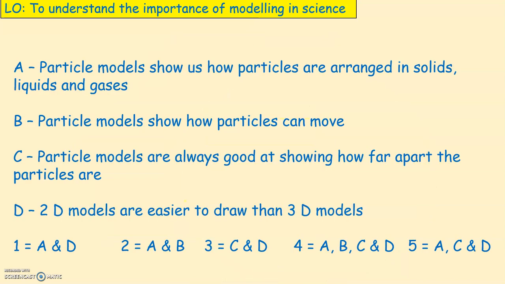All right, now let's look at this together. This is one of the last activities we're doing. Which of these is right is the question. A, particle models show how particles are arranged in solid, liquid, and gas. B, particle models show how particles can move. C, particle models are always good at showing how far apart the particles are. And D, 2D models are easier to draw than 3D models. So take some time, look at them. Which statements are right? Have a look.